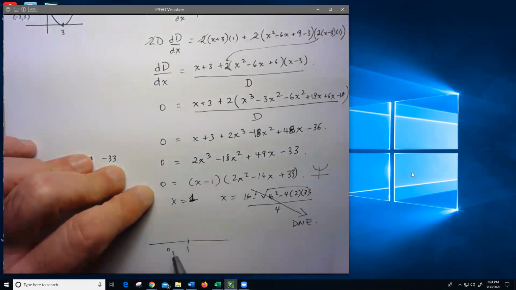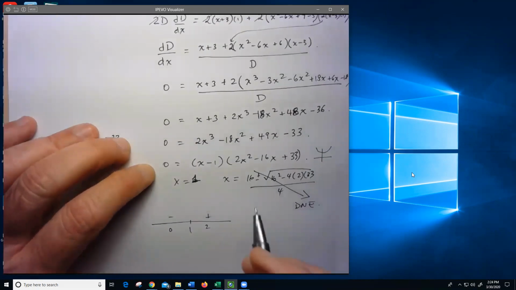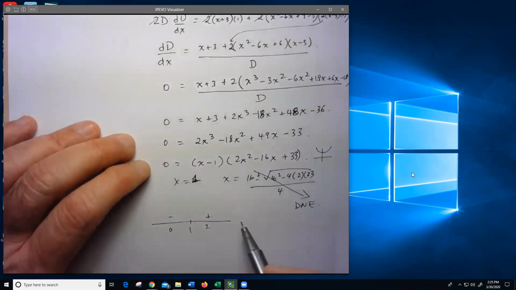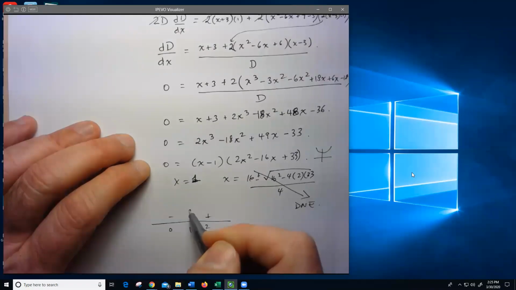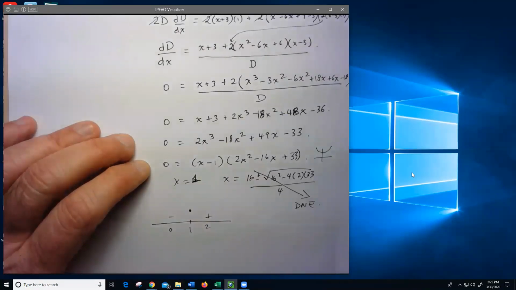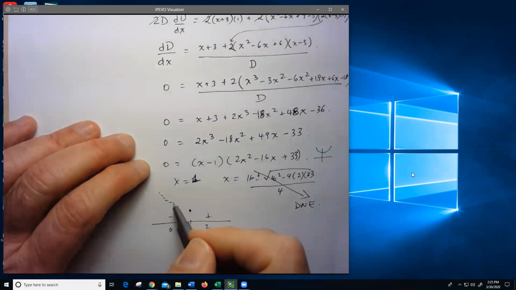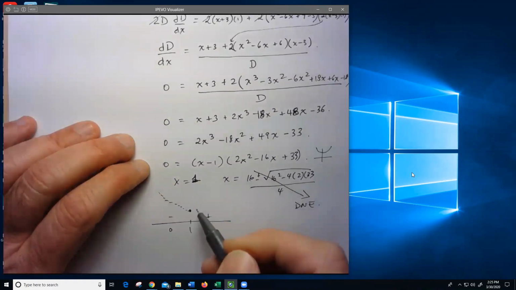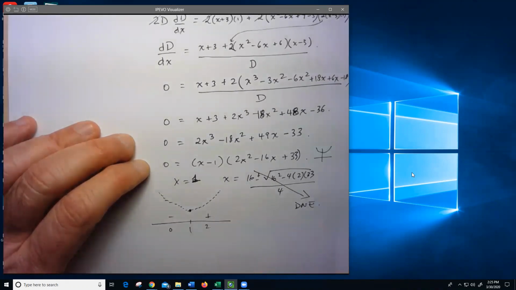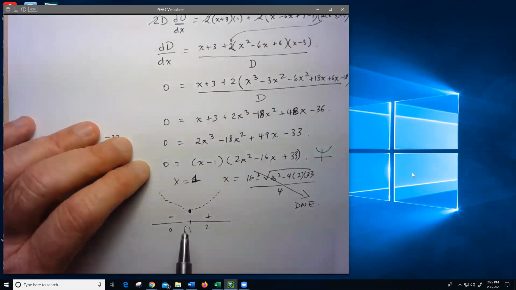So if I put in 0, 0 minus 1 is negative, and if I put in 2, 2 minus 1 is positive. So what do we have? Throughout the whole domain, we have a local minimum at 1, but the function is continually decreasing up until 1 and then continually increasing beyond 1. So not only is this a local minimum, it's in fact an absolute minimum.